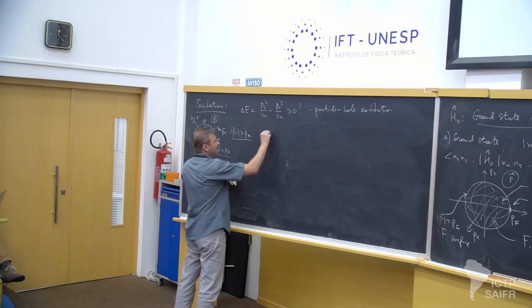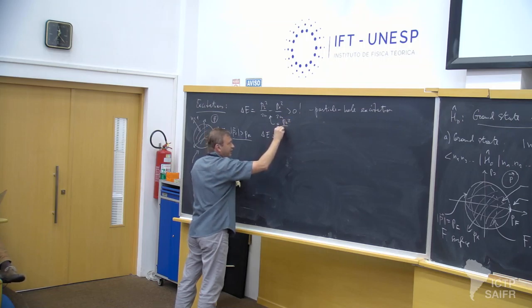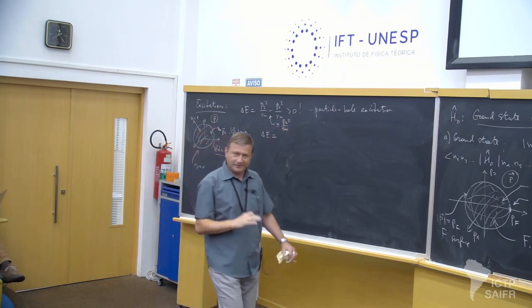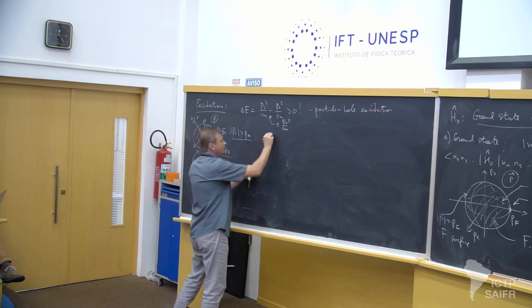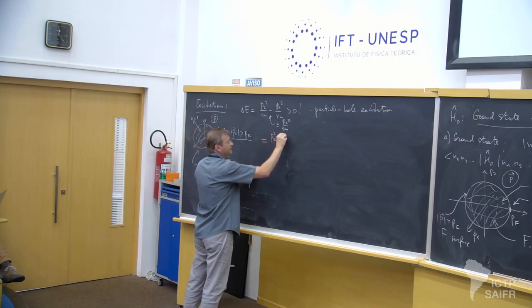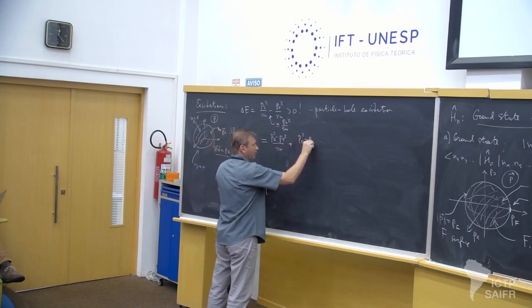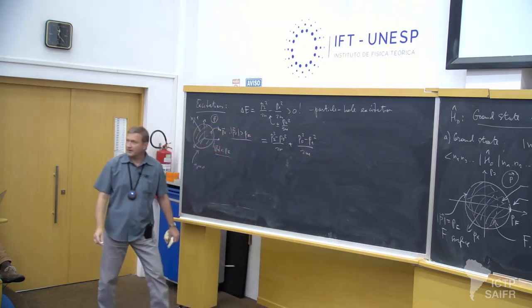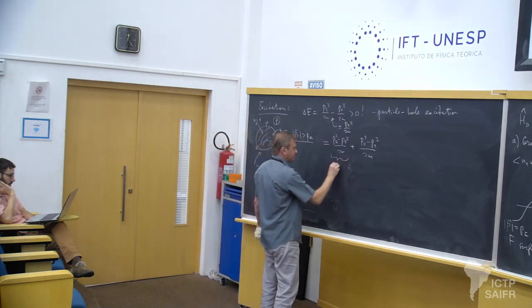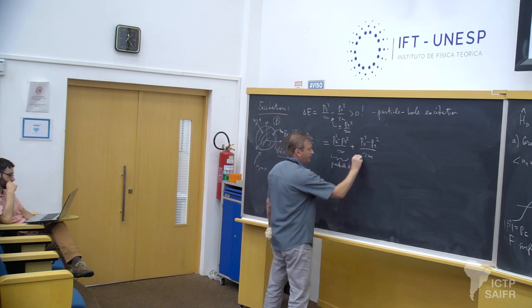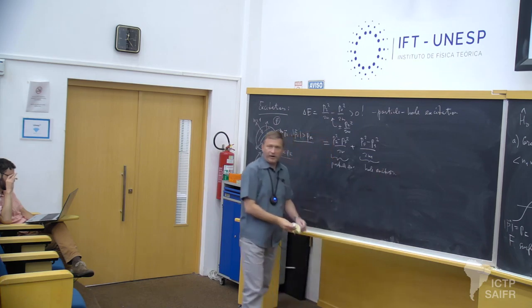So let me write dE in the following way. Let me add and subtract P Fermi squared over 2m, the Fermi energy. So I get (p2 squared minus p_F squared) over 2m plus (p_F squared minus p1 squared) over 2m. So this is called particle excitations, and this is called hole excitations.